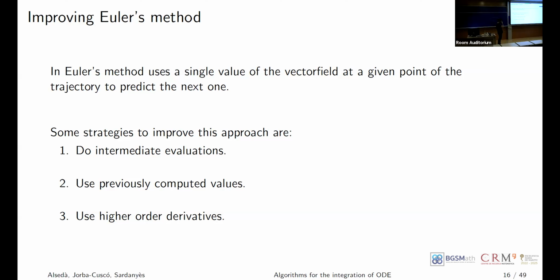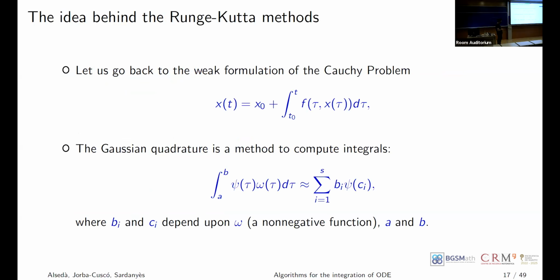So let's start with intermediate evaluations. And this is the approach of Runge-Kutta methods, which are maybe the very best known methods to solve ODE. And the formulation has to do with the weak form of the Cauchy problem. So I look at the ODE as an integral. And okay, I have very good methods to compute numerically integrals or quadratures. So I try to use one to compute this integral.